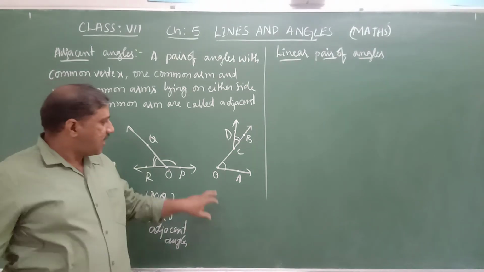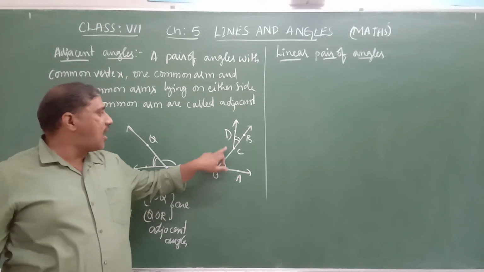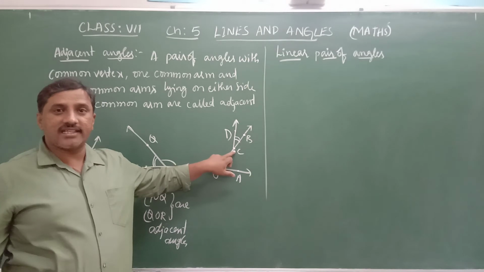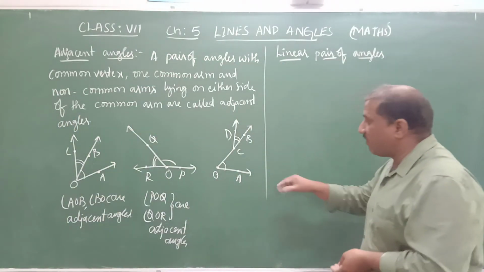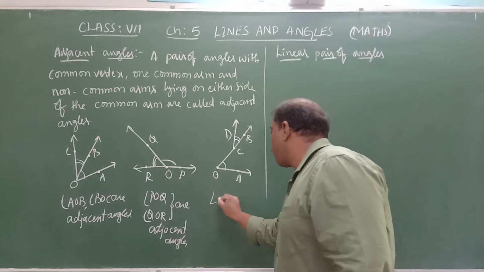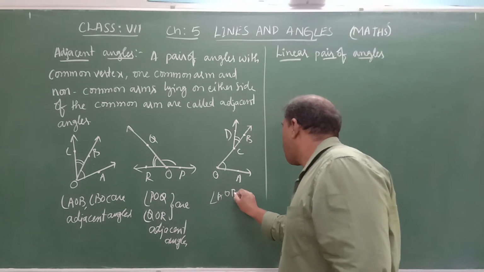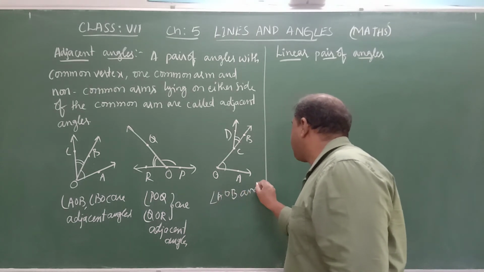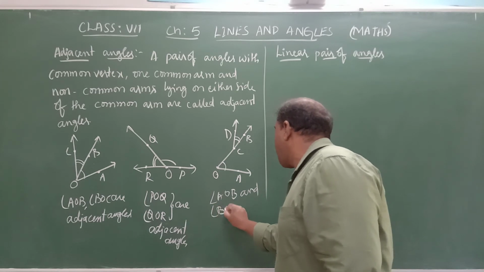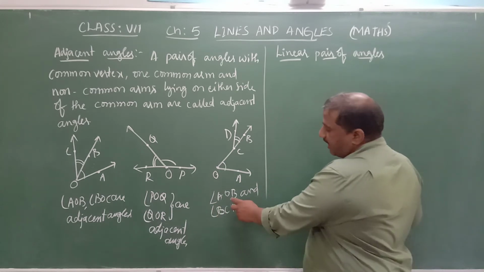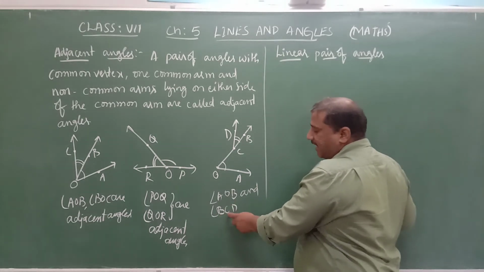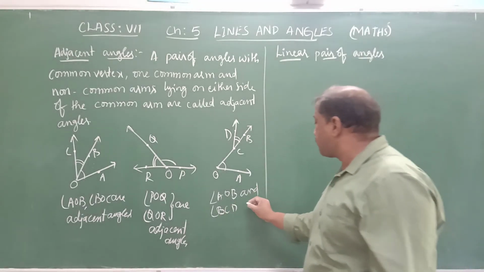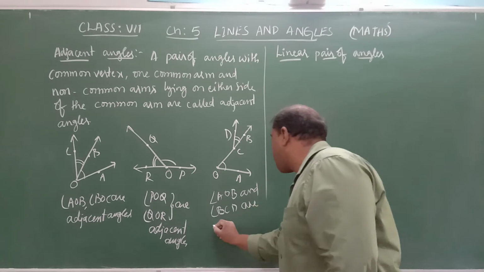Why? Because the vertex for this angle is O, and for this angle the vertex is C. They don't have a common vertex. Therefore, angle AOB and angle BCD, where the vertex is O for angle AOB and C for angle BCD, are non-adjacent angles.